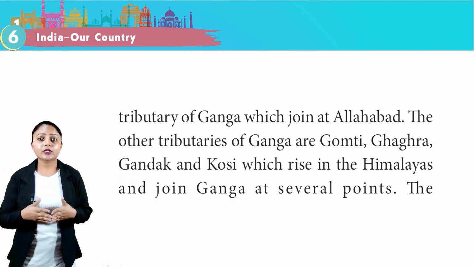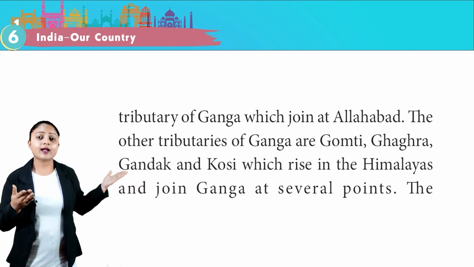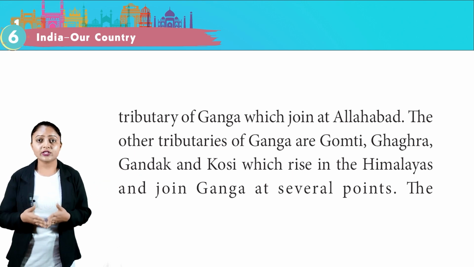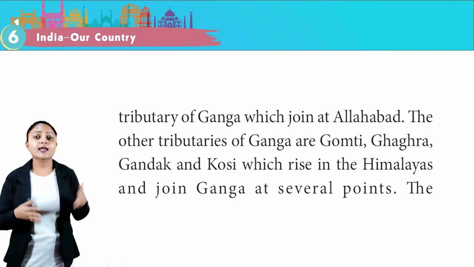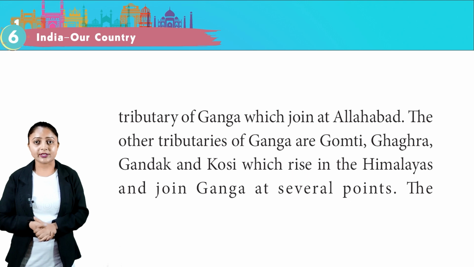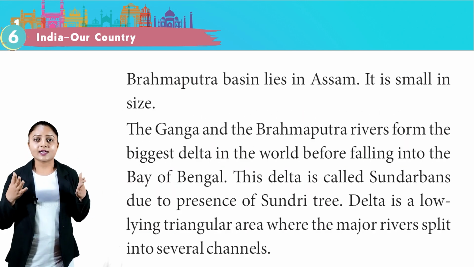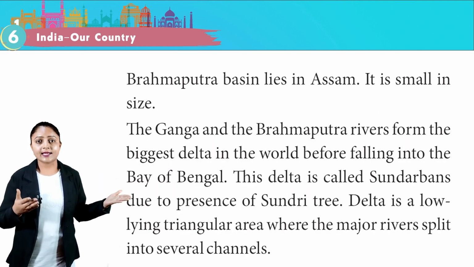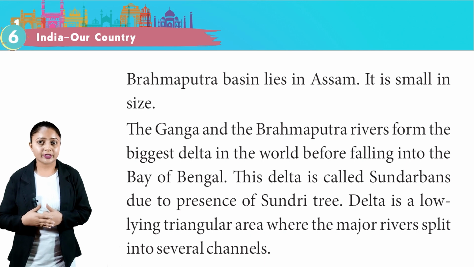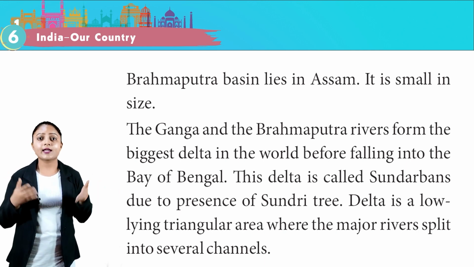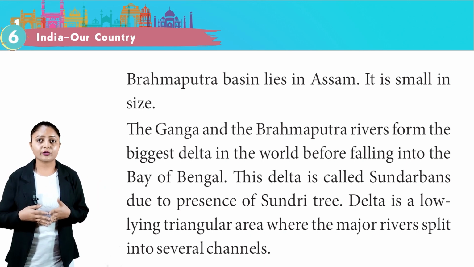The other tributaries of Ganga are Gomti, Ghagra, Gandak and Kosi, which rise in the Himalayas and join Ganga at several points. The Brahmaputra Basin lies in Assam. It is small in size. The Ganga and the Brahmaputra rivers form the biggest delta in the world before falling into the Bay of Bengal.